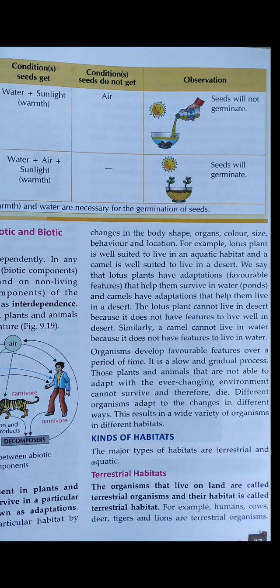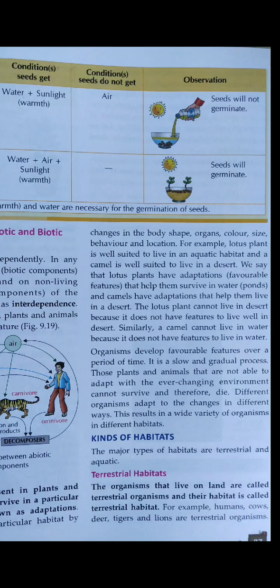Organisms develop favorable features over a period of time. It is a slow and gradual process. Those plants and animals that are not able to adapt with the ever-changing environment cannot survive and therefore die. Different organisms adapt to the changes in different ways. This results in a wide variety of organisms in different habitats.